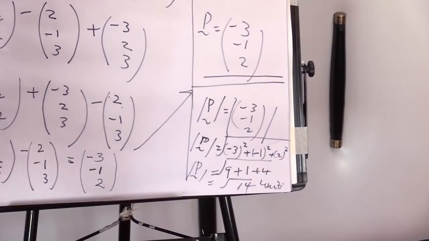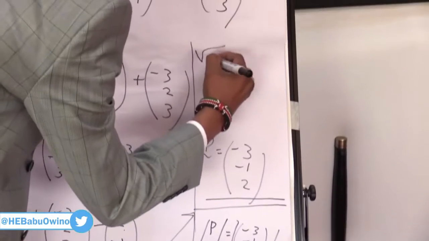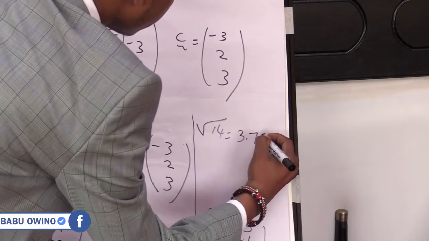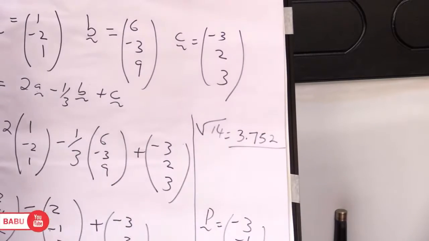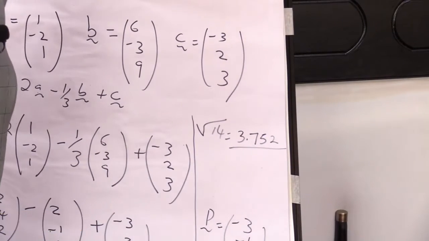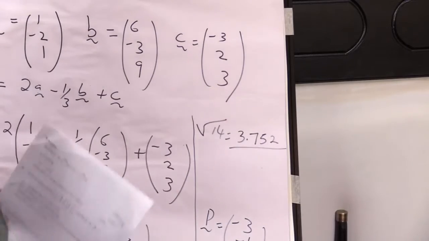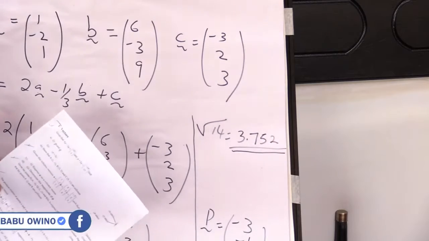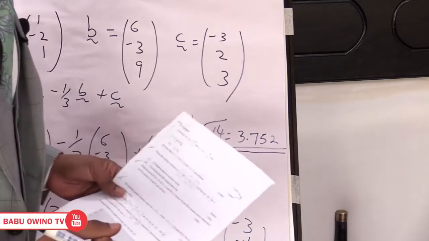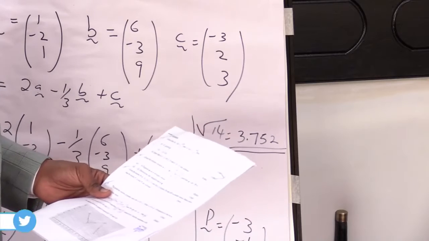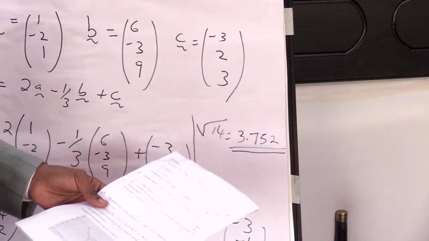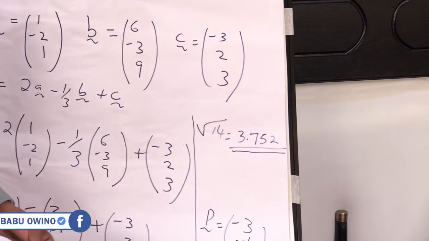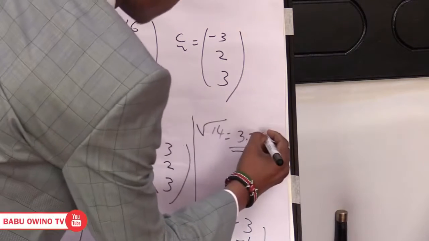The square root of 14 is 3.752, is it? If I'm not wrong, just confirm for me. Let me use my calculator, but confirm this. Square root of 14 is 3.752. Is it? Just confirm for me in your calculator. It is 3.742, not 52 but 42.